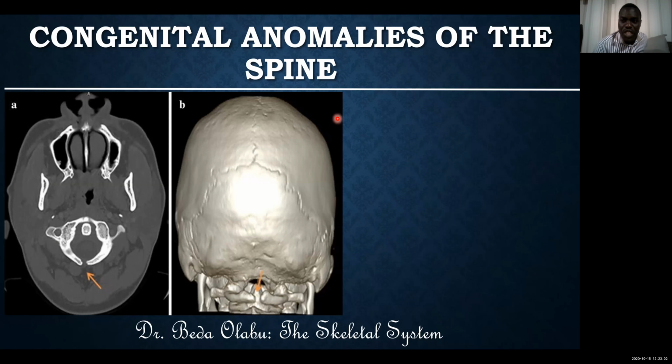Let's talk about congenital malformations of the spine. One of the common congenital anomalies of the spine you're going to come across is this one. This is the atlas. It doesn't have to be atlas, it can be any vertebra. You can see that the vertebral arc is having a defect there. This is what we call spina bifida.